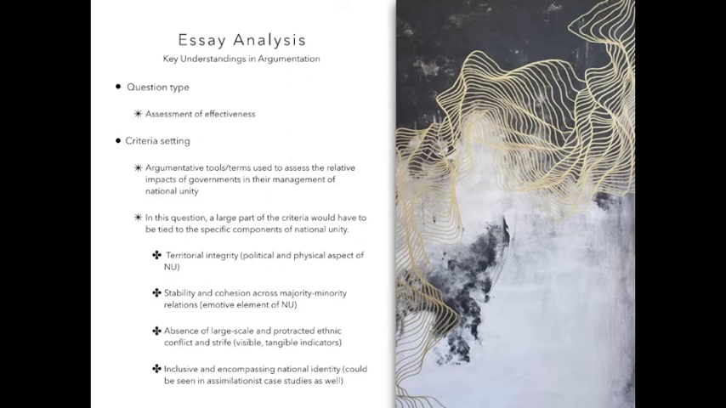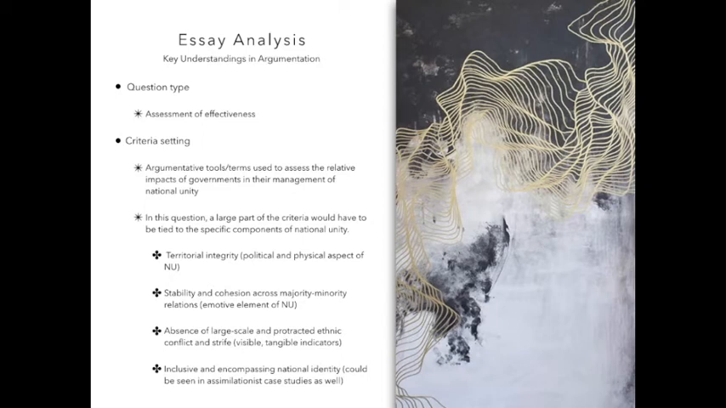Okay, so the first one, going into criteria setting, the last time round we did talk about it in the PS tutorial, and these are argument tools or terms used to assess the relative, in this case, the relative impacts of governments in their management of national unity. So remember that for this essay in particular, we're really focusing on the impact of government approaches and government policies and the kind of outcomes that arise from their approaches and policies, so that we can get an overall assessment of their effectiveness or their success.